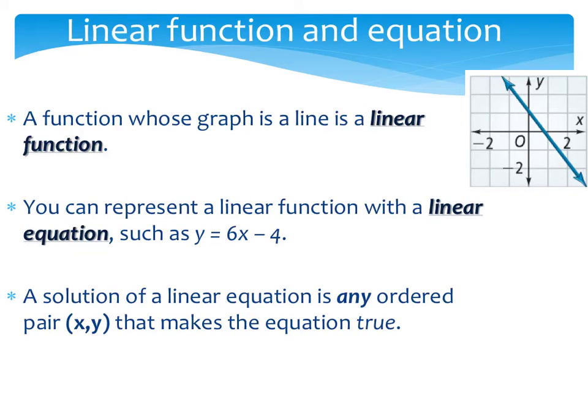A linear function is a function whose graph is a line. Now you can represent a linear function in many different forms, such as this form right here, y equals 6x minus 4, which is called slope-intercept form. Now the solution of a linear equation is any ordered pair x and y that makes the equation true. For example, here in this graph, the coordinate 0, 1 would be a solution to this linear equation because it exists on the line. Actually, there's infinitely many solutions because there's infinitely many points that exist on this line.